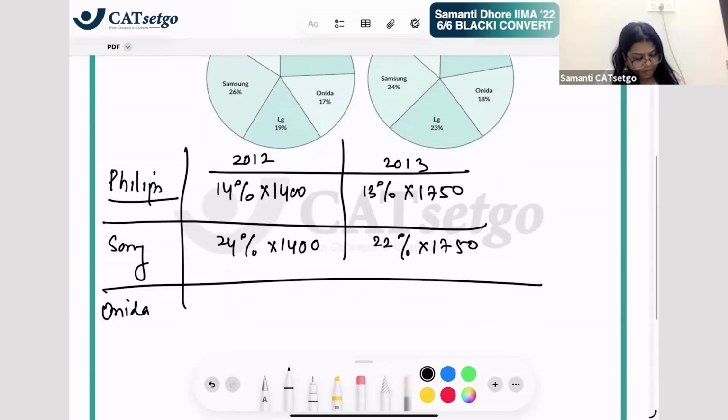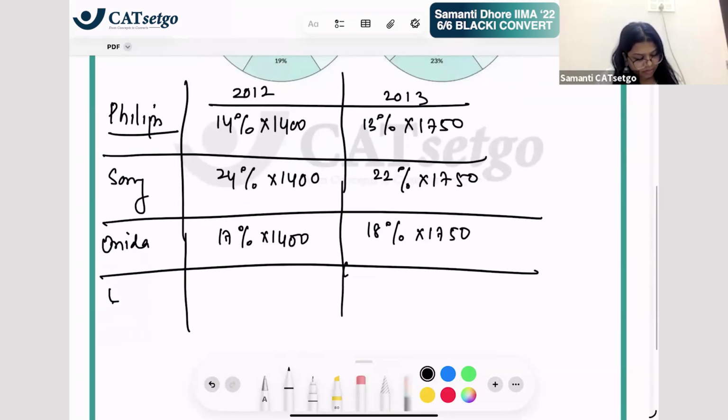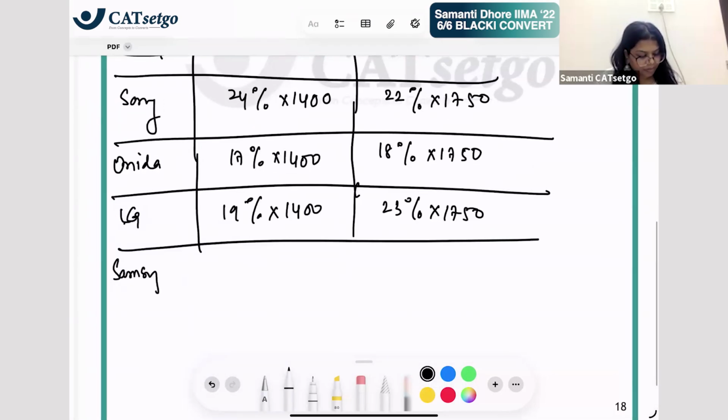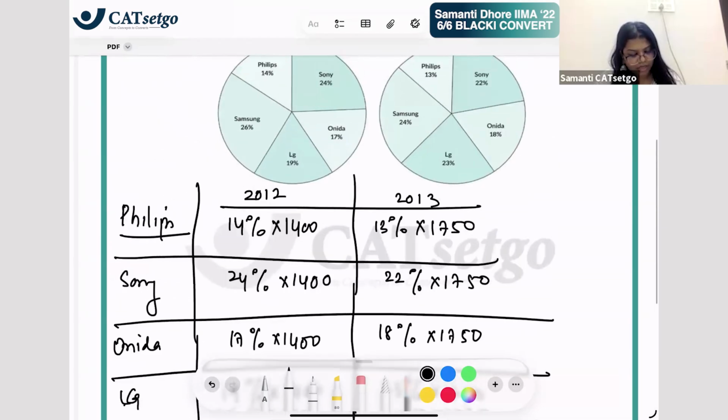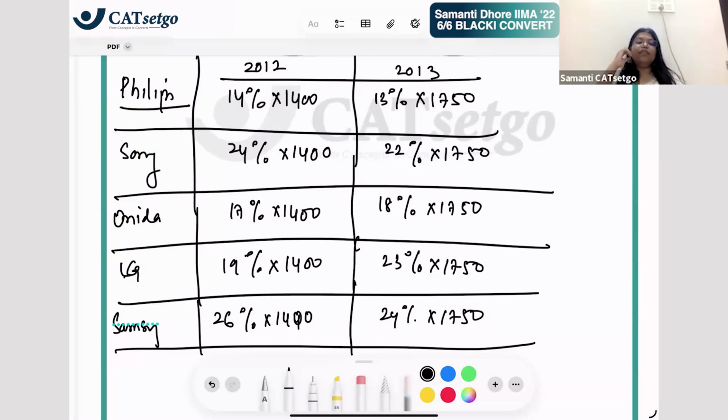Then for Onida, we have 17% of 1400 and 18% of 1750. Then we have LG, which is 19% of 1400 and 23% of 1750. Then Samsung, we have 26% of 1400 and 24% of 1750, right? This is the data we have. Now we want to find out individually for every brand where there was more than 25% increase.